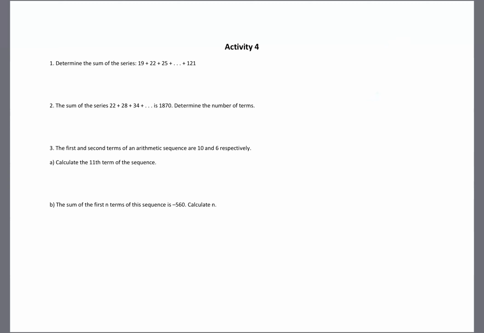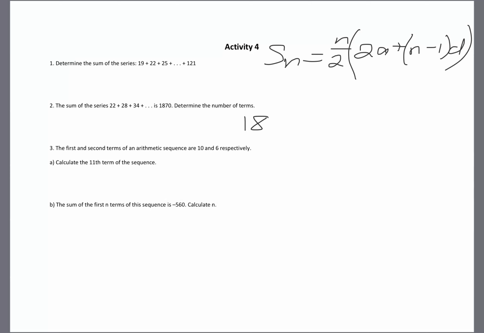We start by writing the equation, which is Sn is equal to n over 2 bracket 2a plus n minus 1 d, right? So my Sn is 1,870, which is equal to n, that's what I'm looking for, over 2a. What's my a? It's 22. Plus n minus 1, and what's my d? It's 6. Perfect.